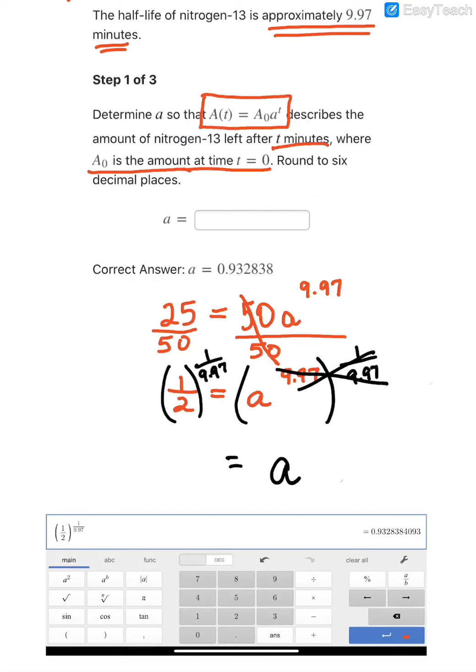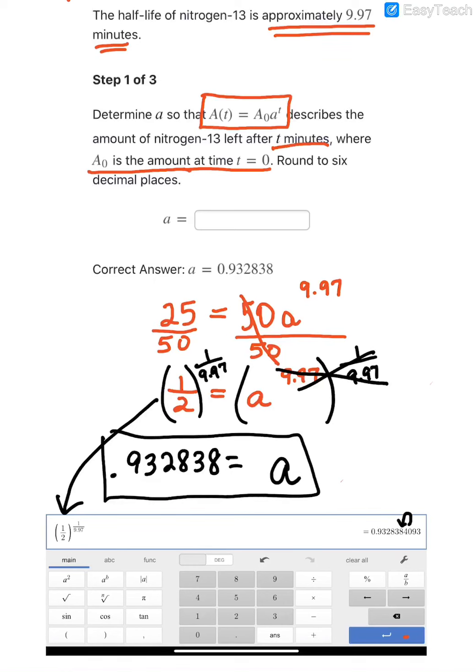Then I got on my Desmos scientific calculator. Make sure you put that 1/2 in parentheses, and you're raising it to the power of 1 divided by 9.97. You'll notice with 6 decimal places, my a value is 0.932838. The 4 here tells me to leave that 8 as it is. So there is my value of a for that formula.